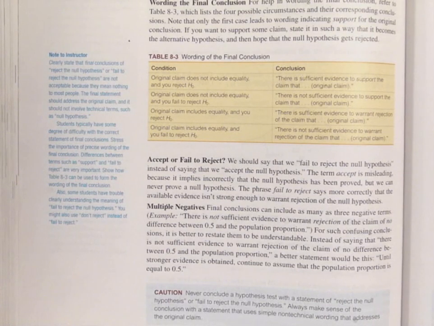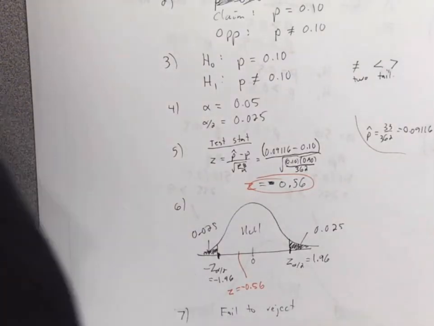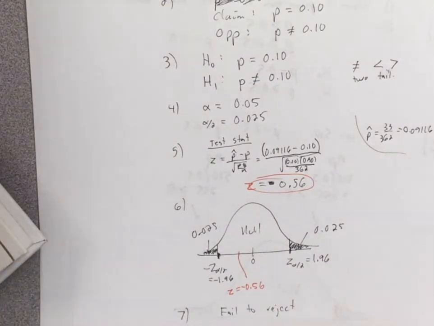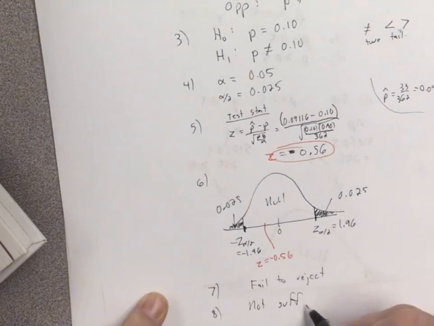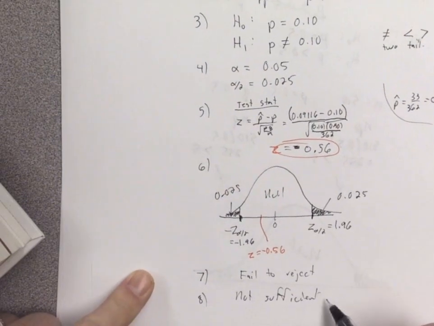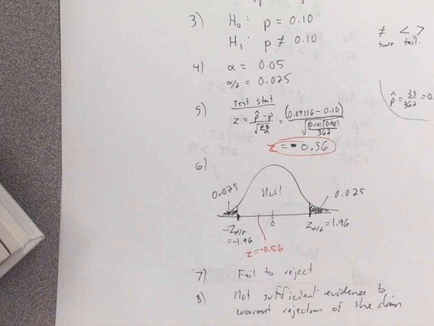So what does that mean, in actual words? I'm going to write it down because that's what they told me to, but I want to know what that actually means. So there is not sufficient evidence to warrant rejection of the claim. I hate this so much. Write your original claim for that.